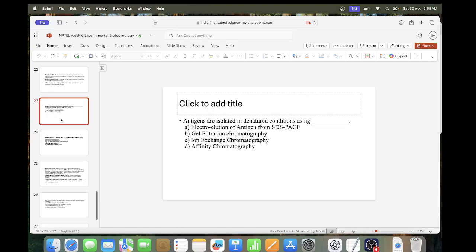Why can't gel filtration chromatography work? Now the thing is, this is already a tightly bound complex. Unless we denature it, we'll not be able to separate the antigen from the antibody. Why can't ion exchange chromatography work? Again, ion exchange chromatography works depending on the pI of the protein and the pH of the solution. Because we have no idea about the antigen, we don't know if it shares the same pI as our antibody.